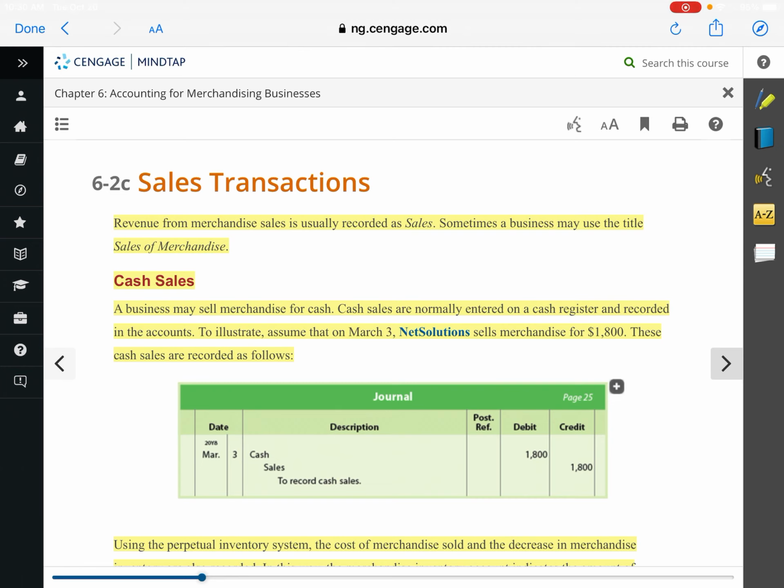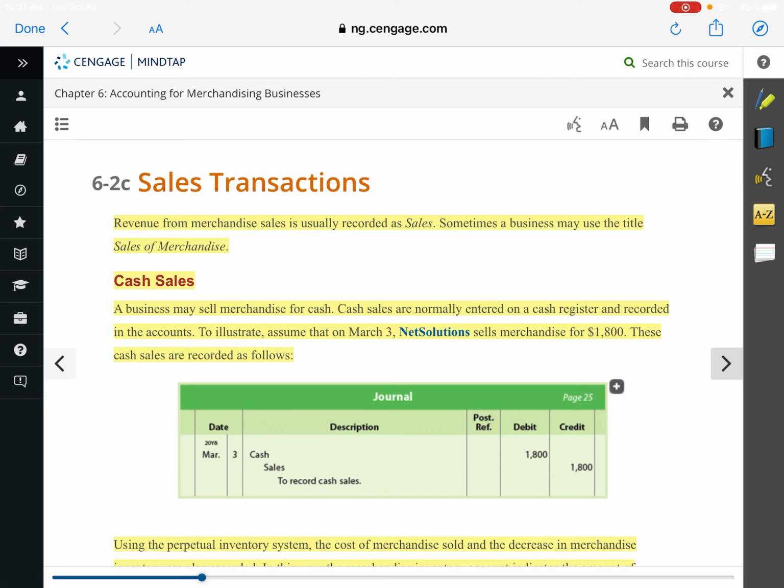The second journal entry that we are making, we are debiting cost of merchandise sold. Cost of merchandise sold is an expense. So by debiting that expense, we are increasing cost of merchandise sold, which makes sense. We sold this merchandise, so the cost of merchandise sold should increase.